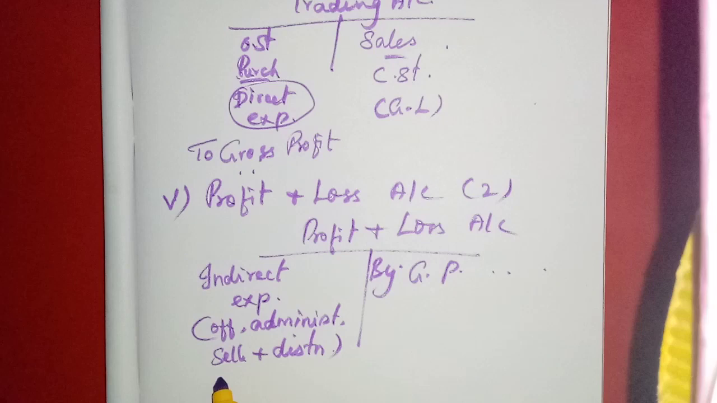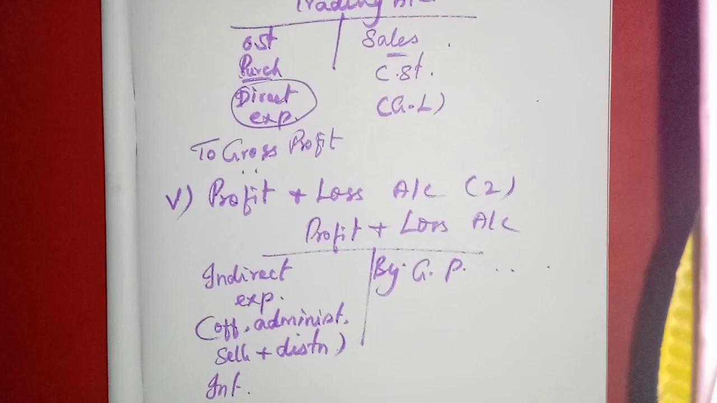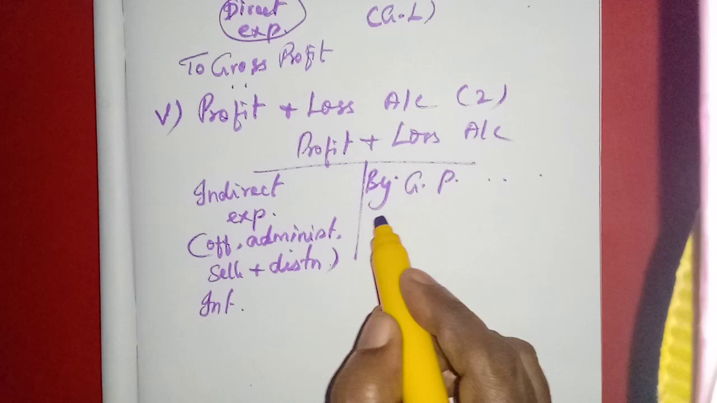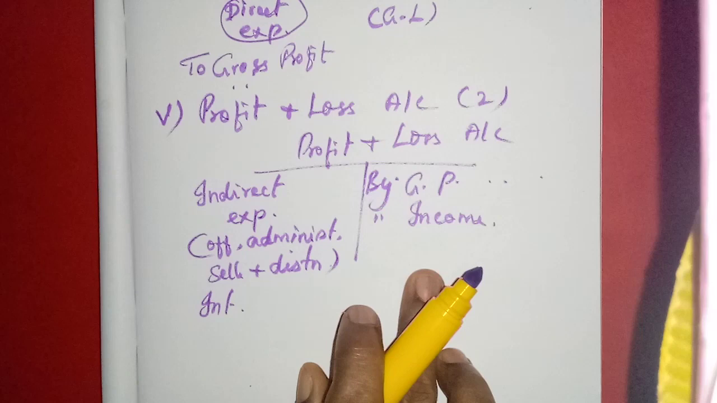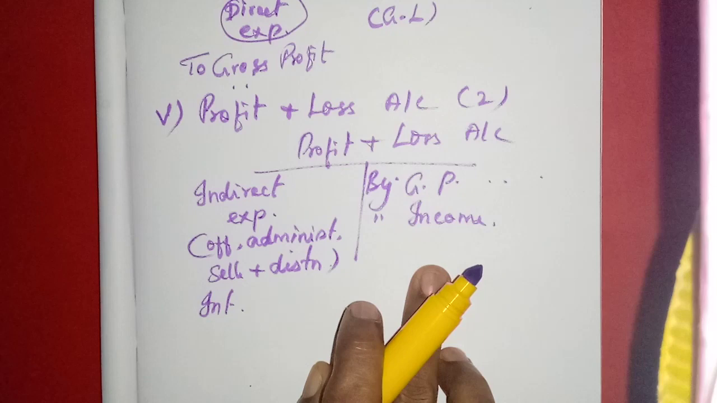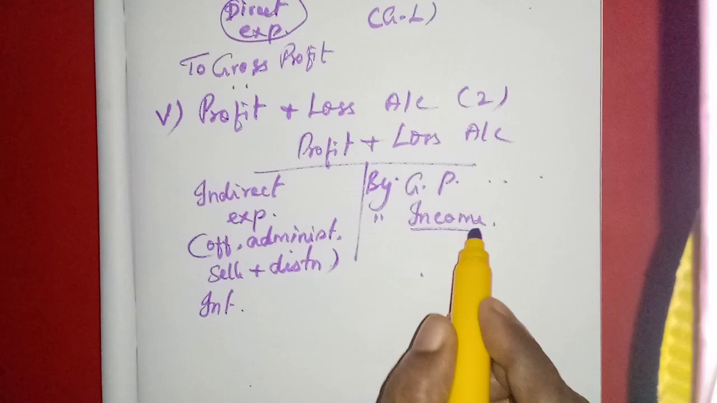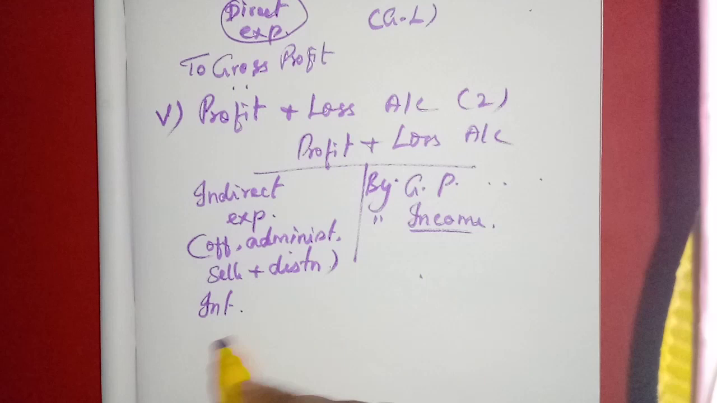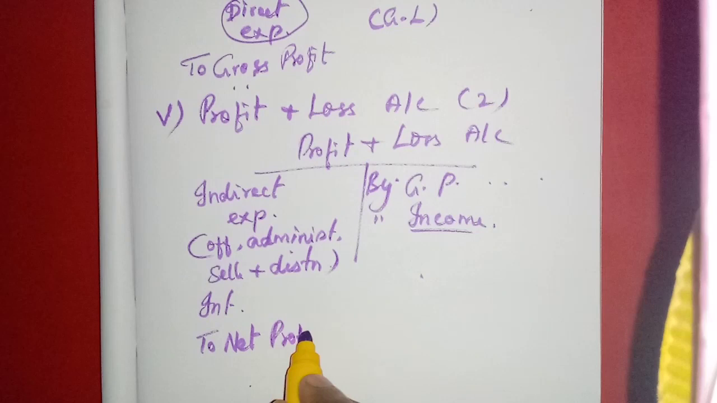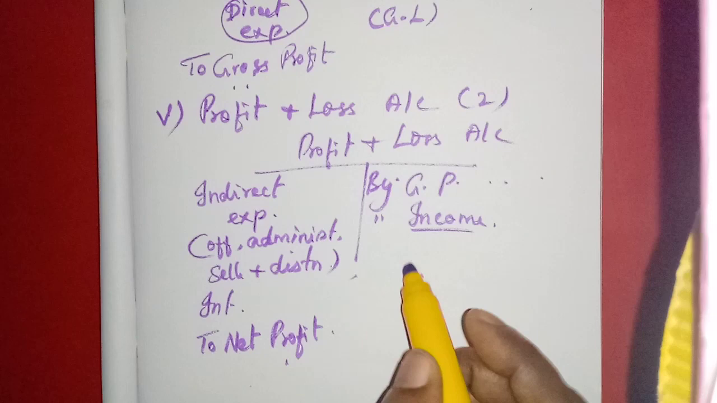Some adjustments will be there, like interest on capital and interest on drawings. Here any indirect income, interest on drawings, then dividend or rent, anything if we receive, will be considered as income, and that will be entered on the credit side of the profit and loss account. The balance will be the net profit. That is the profit for the year. Either net profit or net loss we will find.